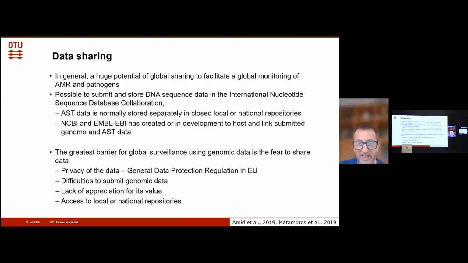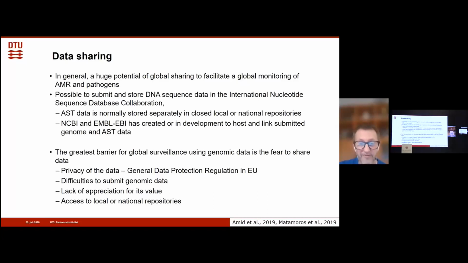But the biggest barrier right now for global sharing and storing of data is the fear to share the data. Basically, we now have a problem with GDPR in the EU. It's not difficult to share data, but there's a fear to share data because of GDPR. There's of course also some complexity in uploading the data to these repositories. There are some difficulties, we have to admit that. It needs to be smoother and easier.